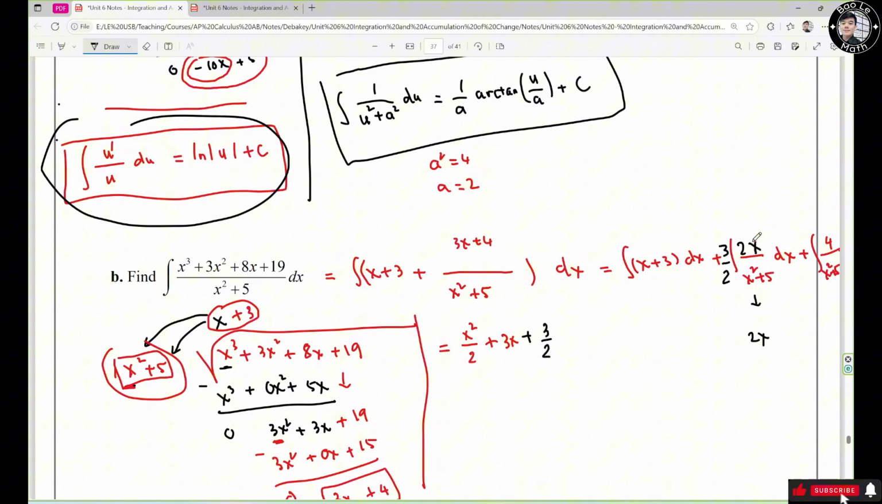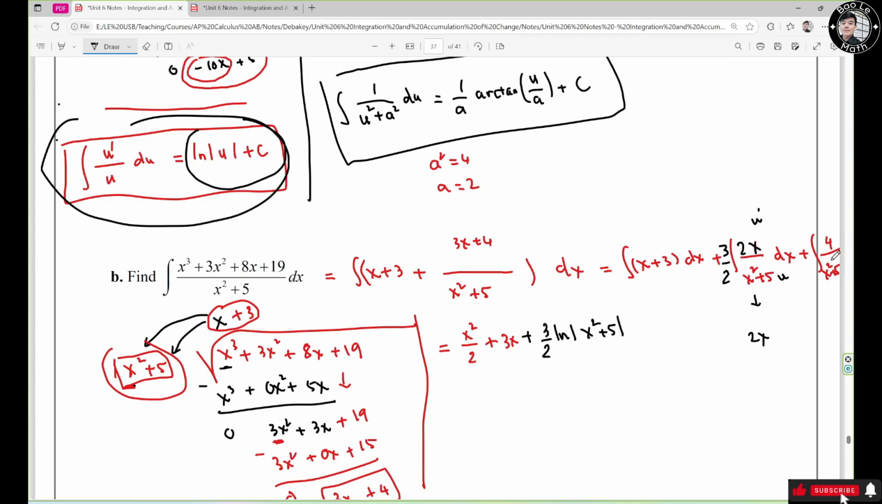Rewrite this one. Now this one is u prime. This one is actually u. So I'm going to apply the formula right here. It's going to be the natural log of the absolute value of s squared plus 5.